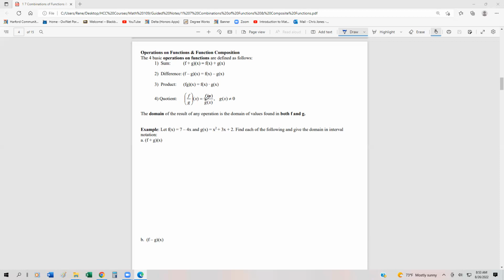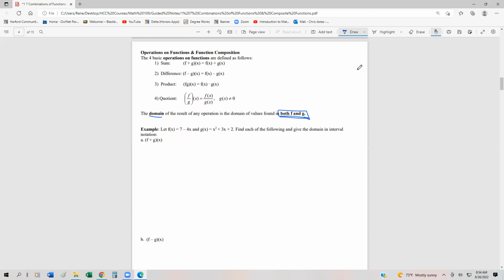Now, the domain of the resultant of any of the four operations above is the domain of the values found in both f and g. So when we do this, we're going to take a look at the domains of both of the functions prior to the operations and then also after the operations. There might be something that happens where it looks like a value might be in the domain, but because it's not in the original of the two functions, then it can't be in the domain of the resultant.